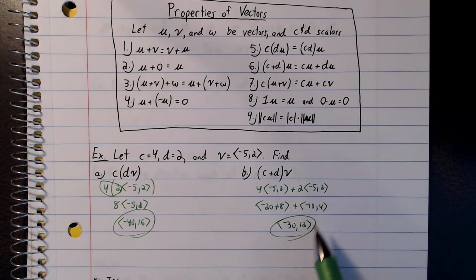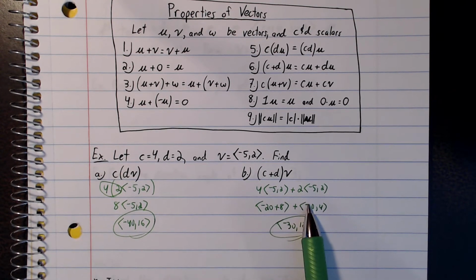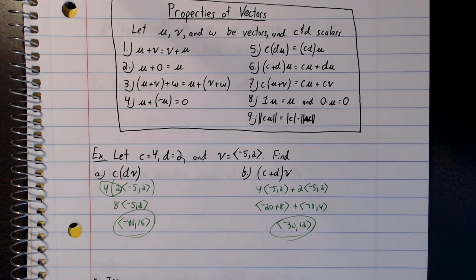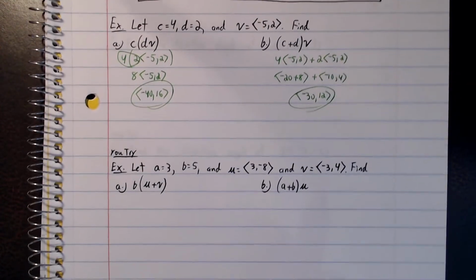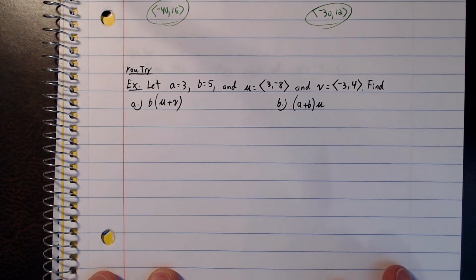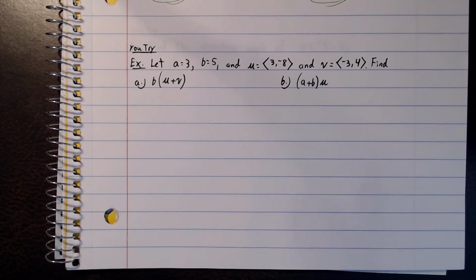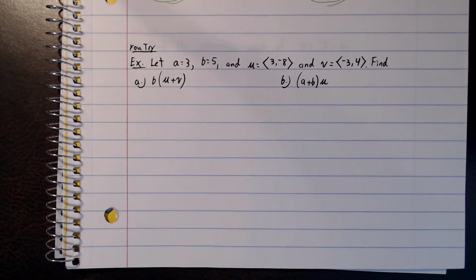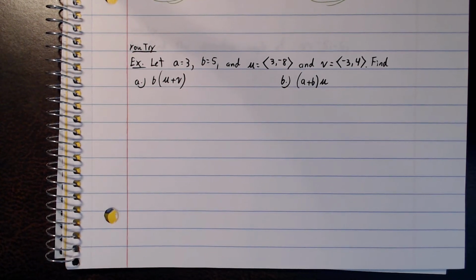Okay, I skipped one step. I didn't show my addition here, but I do know that I can do addition pretty quickly in my head, so there you go. So you've got some to try on your own. They're not going to be that much assistance to you. You're going to be using some of the other properties, so hopefully you have those handy. So pause the video and try these out. Resume when you're ready to check.